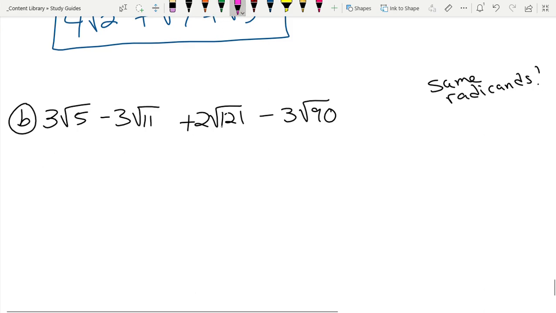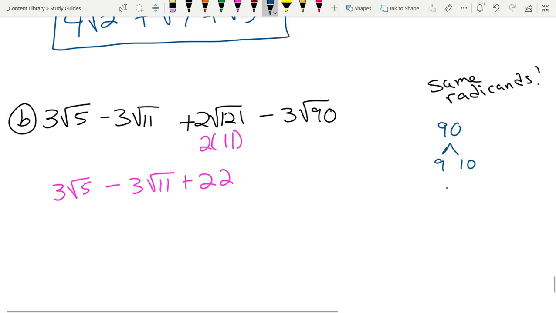I can do this because the square root of 121 is actually just an 11. So this is 2 times 11, which is 22. I can't simplify minus 3 root 11. Can't do anything with 3 root 5. But I can do something with 3 root 90. I can take 90 and break it down. So 90 could be 9 and 10. 9 could be 3, 3. And 10 could be 2 and 5.